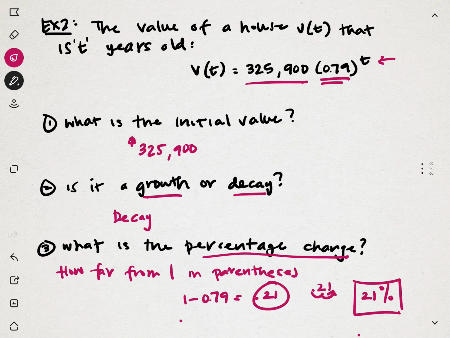All right, so again, the percentage change just means how far away it is from 1. In this case, it was 0.79. We're going to take that 0.79 and subtract it from 1. That's going to give us 0.21. But it's asking us for the percent change, so we need to convert that decimal into a percent by moving it 2 to the right. Once we move our decimal 2 to the right, we end up with 21%.